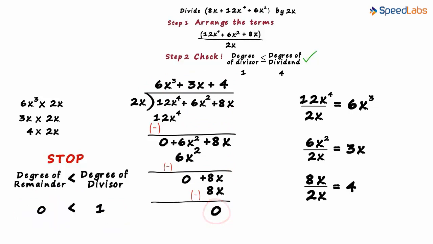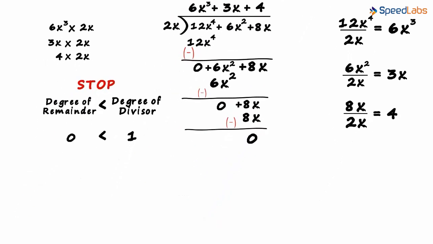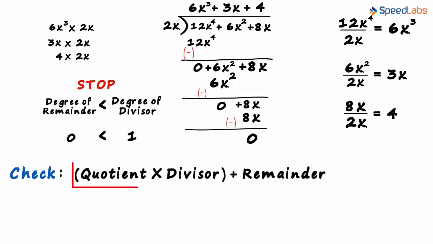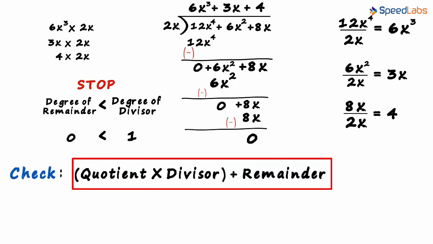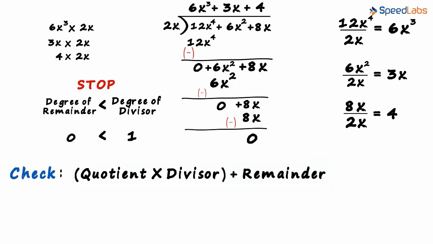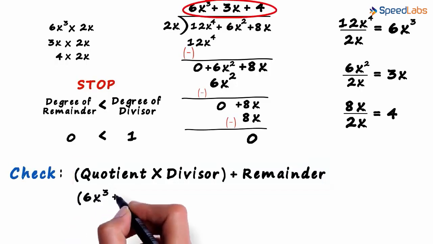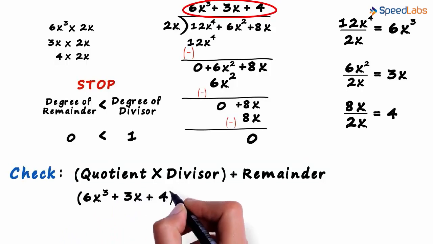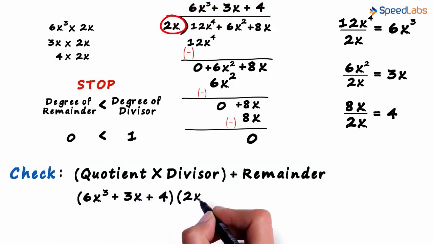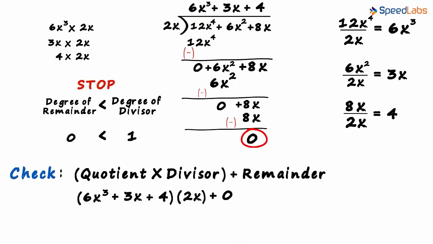It's very easy to go wrong here, so we should make it a point to check our answer. But how? It's easy. We use the general form. We check if the quotient multiplied by the divisor plus the remainder gives us the dividend. If this value gives us the dividend, then our answer is correct. The quotient is 6x cubed plus 3x plus 4. The divisor is 2x and the remainder is 0.